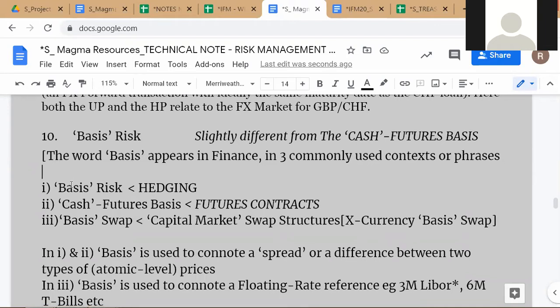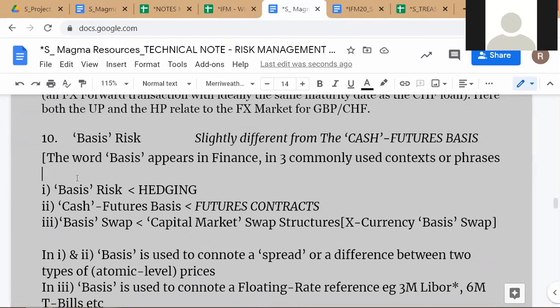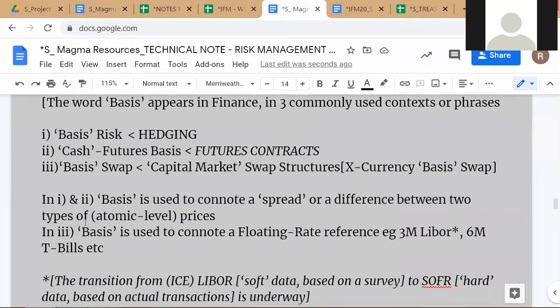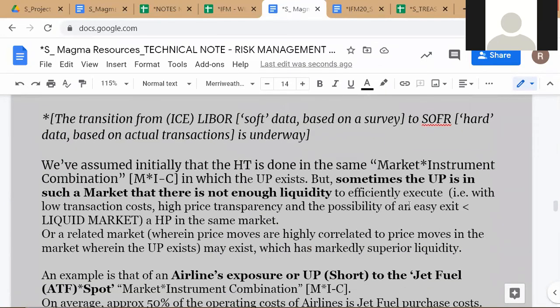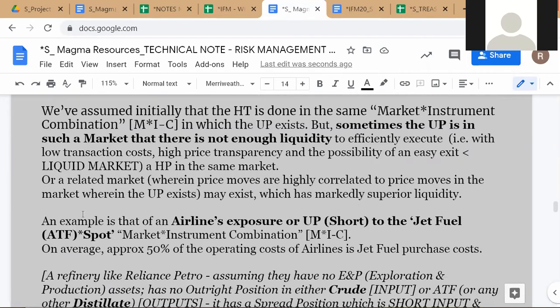So, okay, basis risk. We were discussing basis risk. Before that, I wanted to give you a little bit of contextual background on the word basis. So, right, okay, this is all happening. Please make sure you do the research on SOFR. Go and do it from the Fed website. Okay, so this we've already discussed briefly.